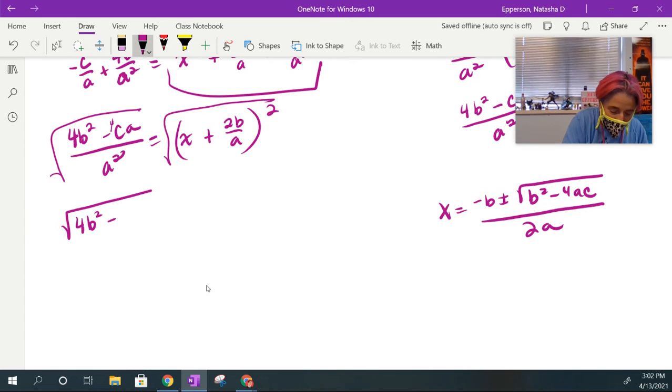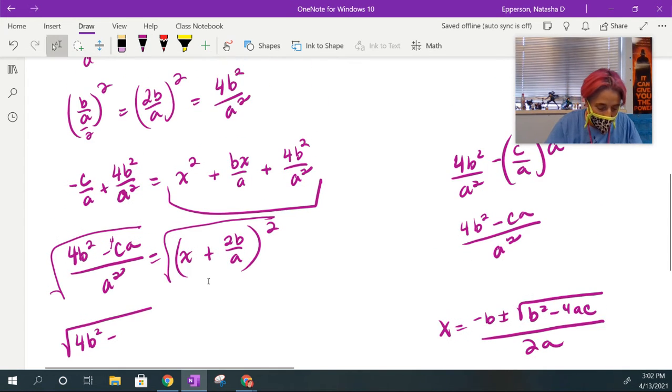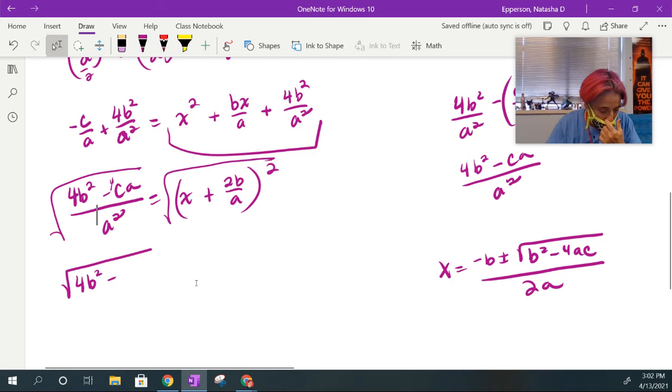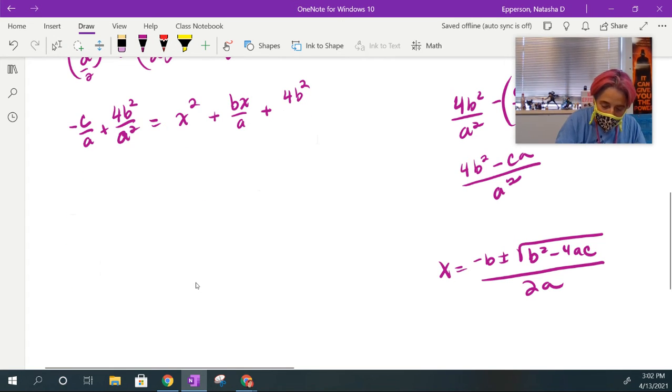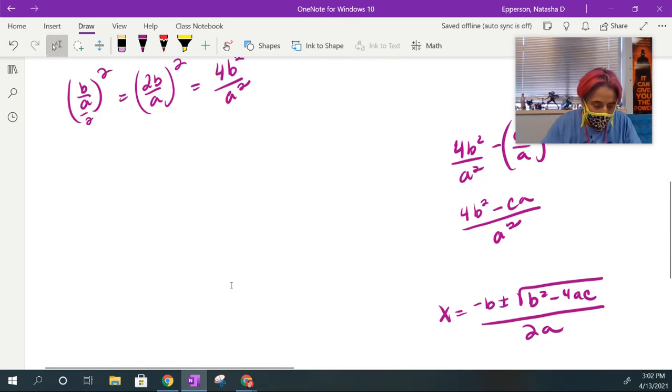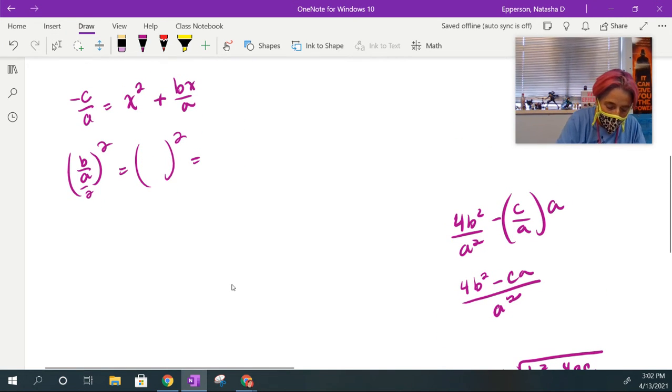The 4 should be over here, not here. I made a mistake somewhere in that with that 4. I think the 4 needs to be on the bottom. Yep, that's where I made the mistake. The 4 needs to be on the bottom. Hold on, let me back up. That should have been b over 2a, squared, which then is going to become b squared over 4a squared. There we go. Now we're going to add that to both sides.